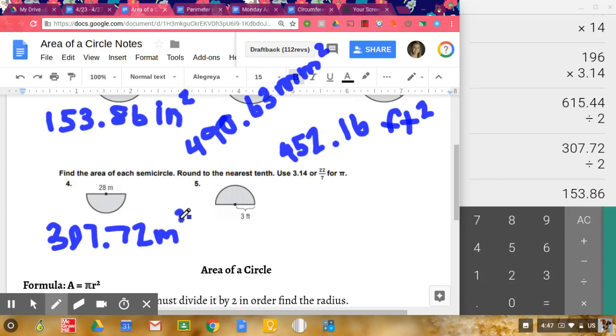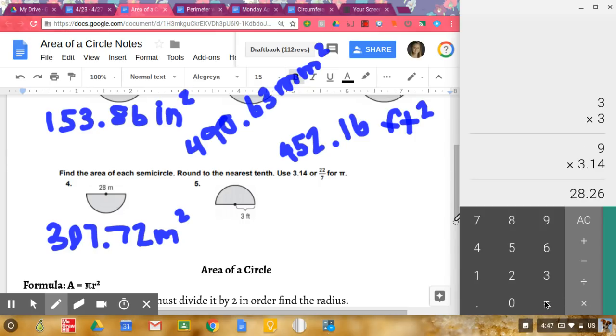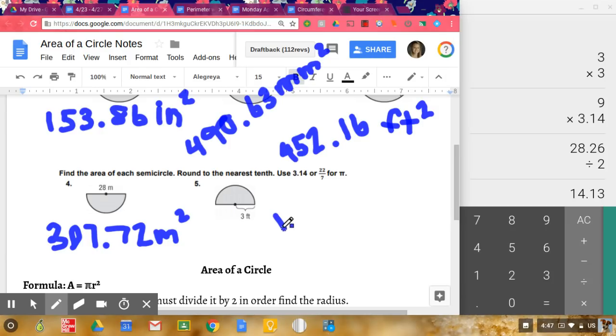Number 5, they give you radius. That's why it looks so funky. It's 3. So 3 times 3 would be 9. Feels silly that I even had to type that into a calculator. Anyways, so you've got the r squared now, and then you need to take that and multiply it by 3.14. And that would be the area of the whole circle, but again, it's only half of the circle. So 14.13 feet squared. And that is all.